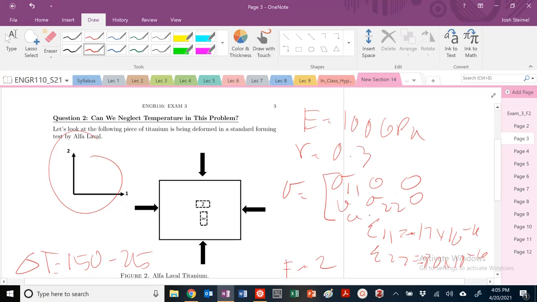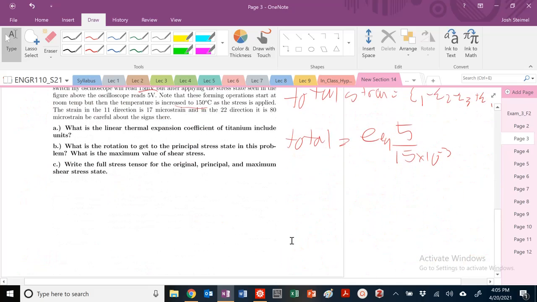And then the rest of these are 0, 0, 0, 0, 0. So already no shear stresses. So we are in the principal stress state. So that's going to be 0 degrees. To get to the maximum value of shear stress, that's going to be 45 degrees.